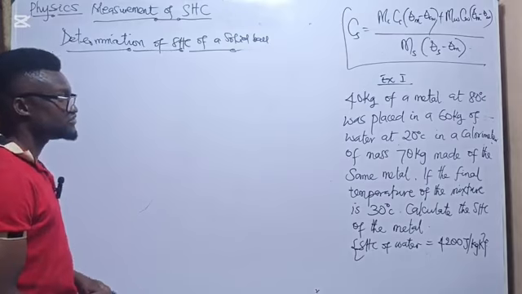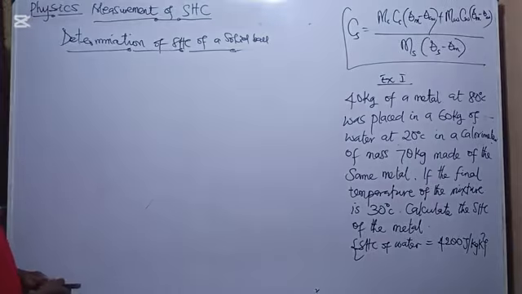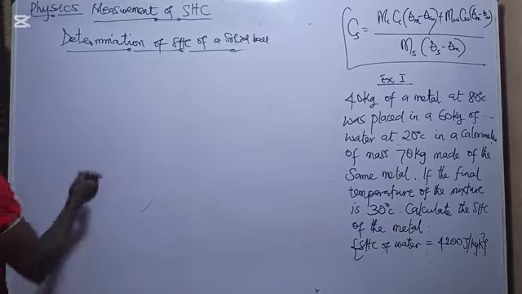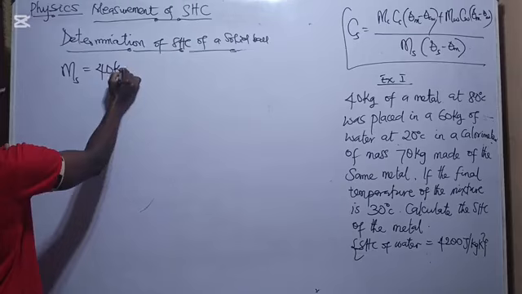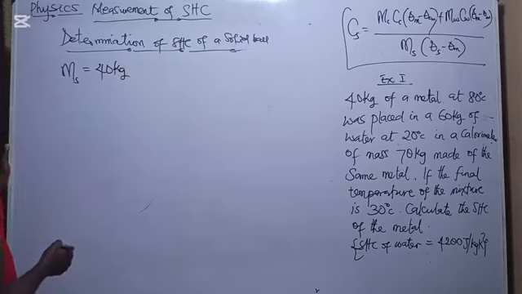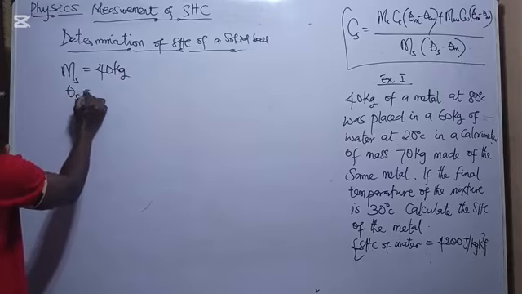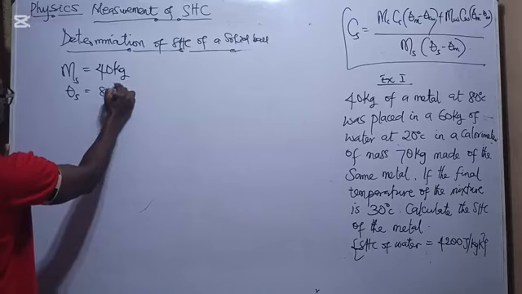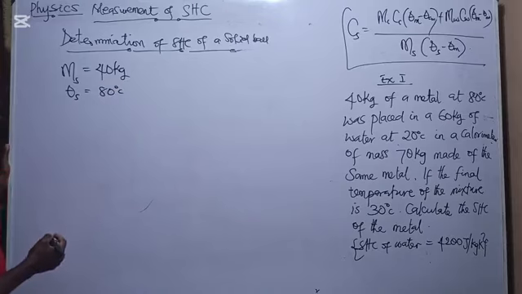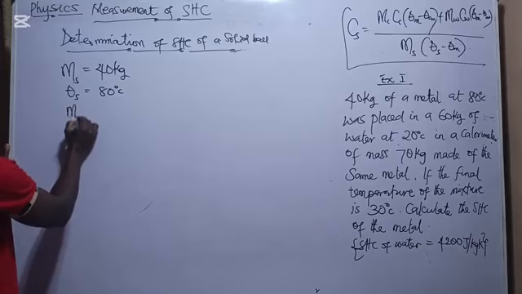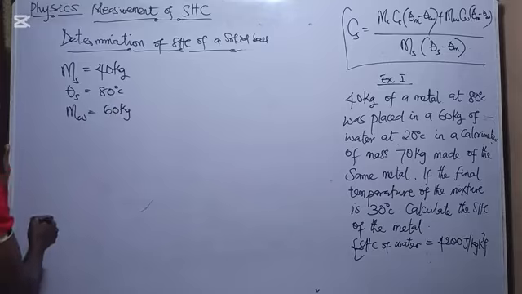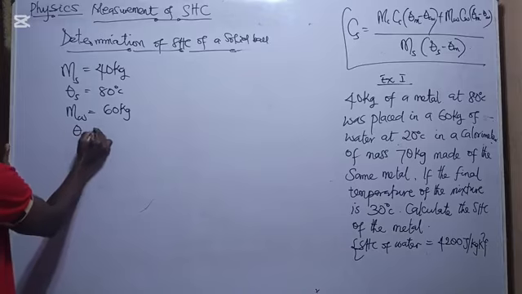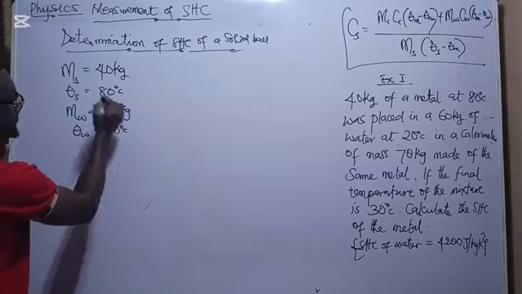Now let's write down the given parameters. 40 kg of a metal at 80 degrees Celsius, which means the mass of the solid was given as 40 kg. Then at 80 degrees Celsius, that's the temperature of the solid, was placed in 60 kg of water at 20 degrees Celsius. So we have the mass of the water as 60 kg at a temperature of 20 degrees Celsius. So the temperature of the water is 20 degrees Celsius.